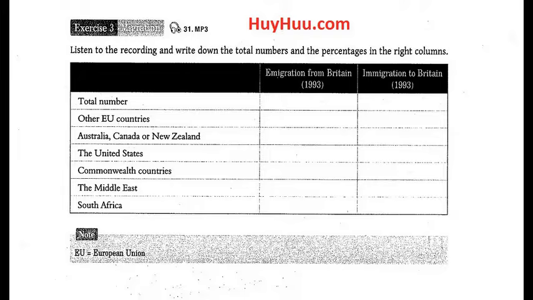16% left for the United States. 13% for Commonwealth countries, and 6% for the Middle East. 2% of them left for South Africa. There were 215,900 new residents who came to live in Britain. 32% of them came from other EU countries, and 16% of them came from Australia, Canada, or New Zealand. 22% of them came from other Commonwealth countries, and 8% from the USA. 3% came from the Middle East, and 3% from South Africa.